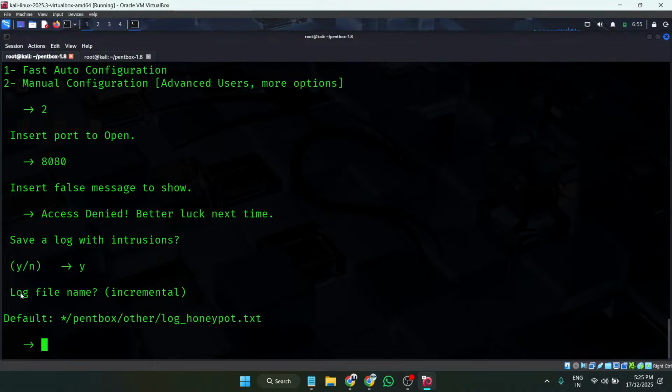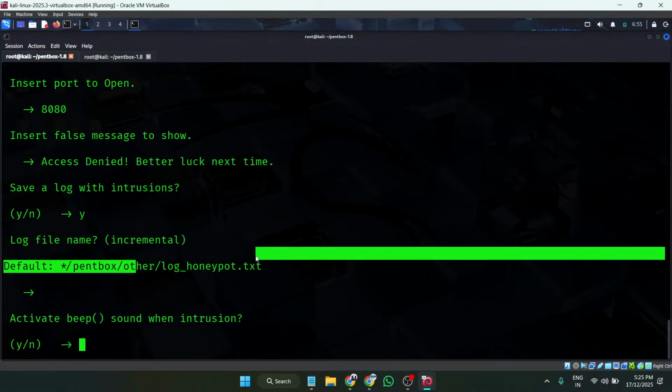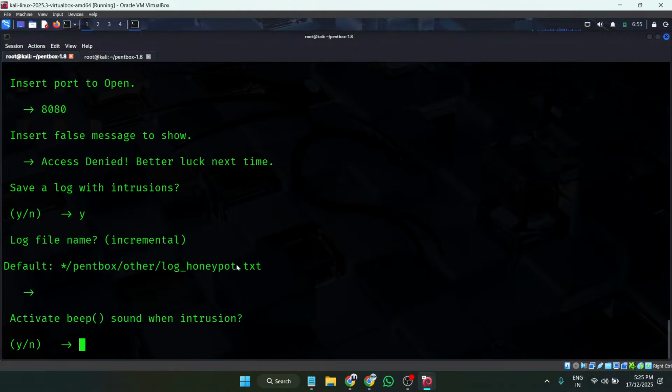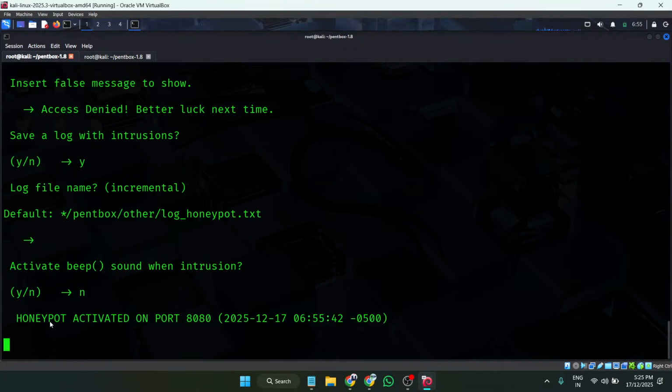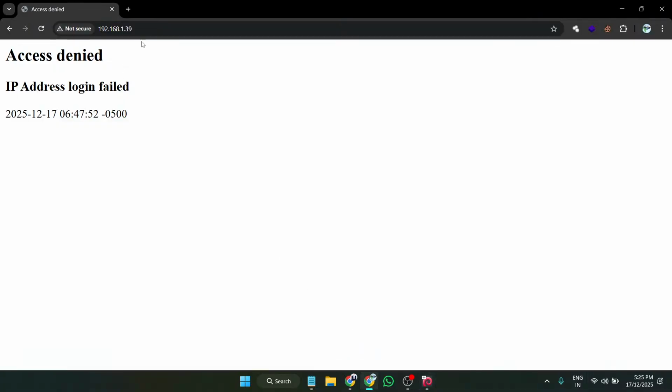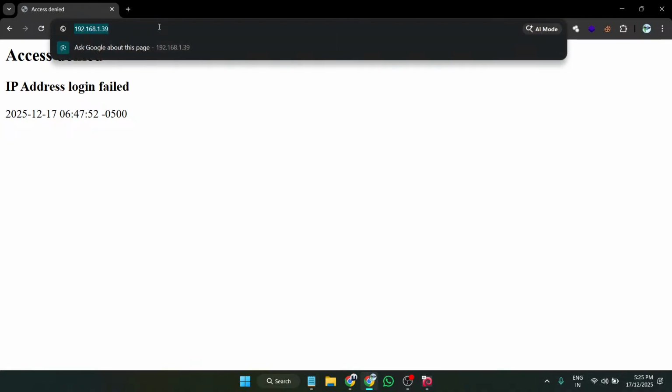Now it is asking for the log file name. What should I keep? Let's leave it like that only, I don't want to change the log file name. Now it is also asking, do you want to activate the beep sound when intrusion occurs? I don't want any beep sound, it's very annoying, so I'm just going to hit enter. Now here you can see it's activated on port 8080. So let's try to access port 8080 now.